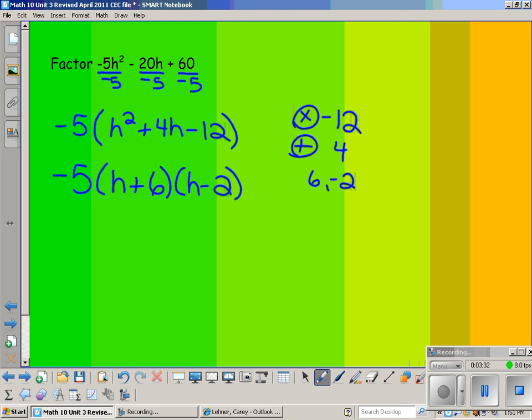Now if you do not remember that shortcut, we can use the box method. We have 1s. You're going to try 3 and 4, and it's not going to work. So then you will try 6 and 2. We need it to be 4, so you're going to go, oh, I need to go 6 minus 2, and you're going to put the negative with the 2. And you will end up with the same answer.